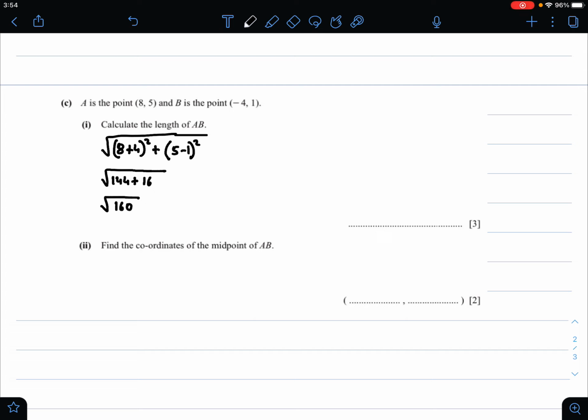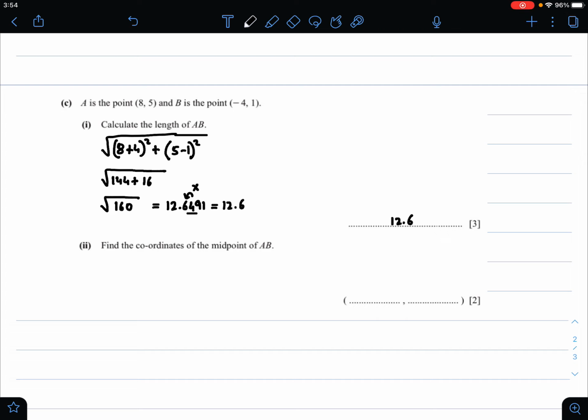So root 160 would be your final answer, but you have to give your answer in decimals. So root of 160 is equal to 12.6491, and since you need to give your answer in 3 significant figures, your final answer would be 12.6, because your fourth significant figure in this case, which is 4, is less than 5, so it won't round off the third significant figure to the next number.